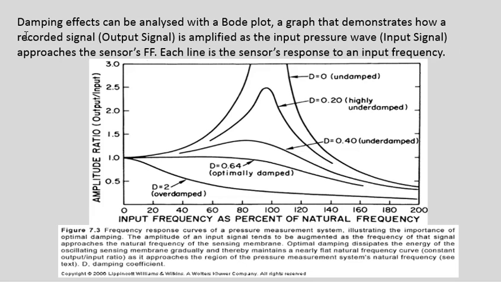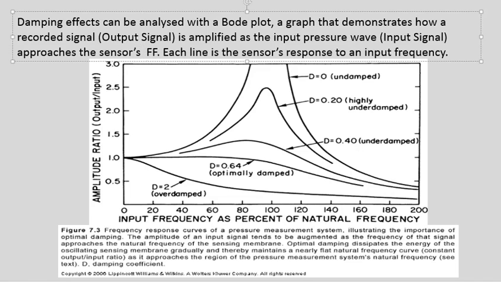It's worth reading the legends here. This is my words again. Damping effects can be analyzed with a Bode plot, a graph that demonstrates how a recorded signal, that is the output signal, is amplified as the input pressure wave, that is the input signal, approaches the sensor's natural frequency. Sorry, that's a little typo. Each line is the sensor's response to an input frequency.